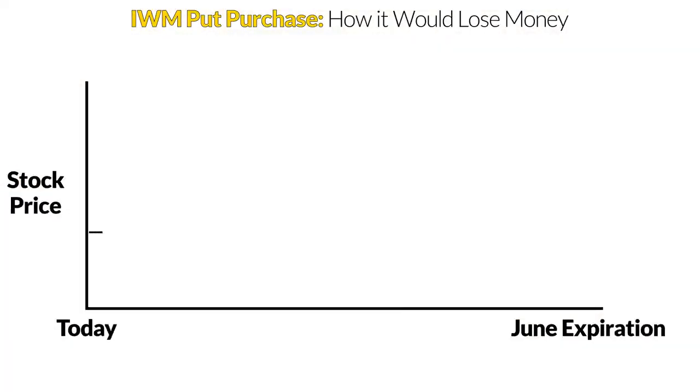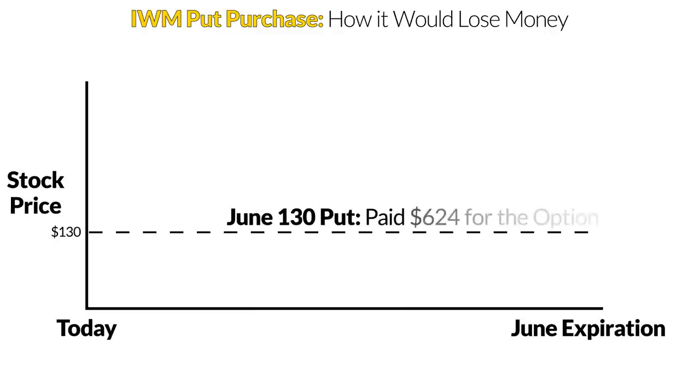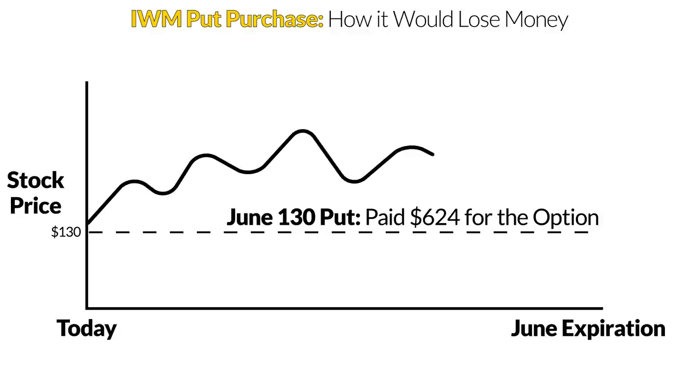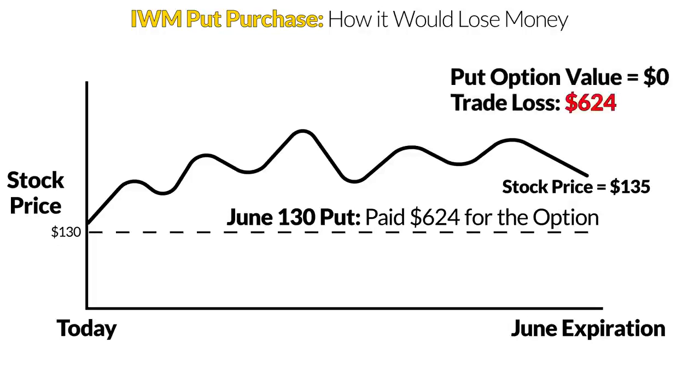So in this example where the IWM share price was $130.71, if I bought that 130 put option for $624 in premium, and at the time of June expiration, IWM was above $130 per share, I don't actually need to use my put option to sell shares of stock at the strike price of 130, because if the share price is higher than the strike price, I can just sell shares of stock in the open market, and there is really no value in owning my put option.